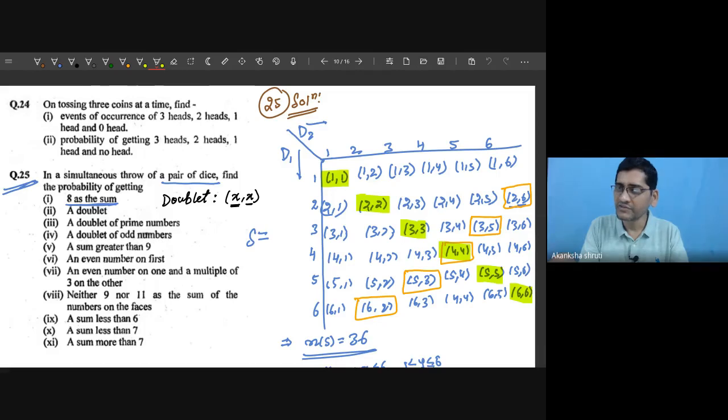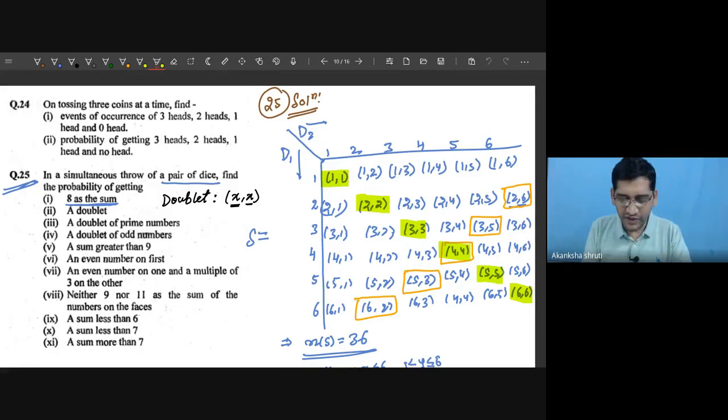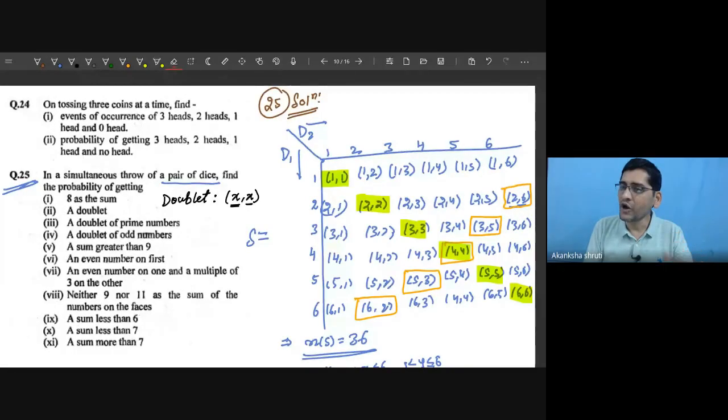One is prime or not? Yes, any student, can we take 1 1? Yes. Okay, means 1 is a prime number. Other student, can we take 1 1? No, sir. 1 is neither prime nor composite.